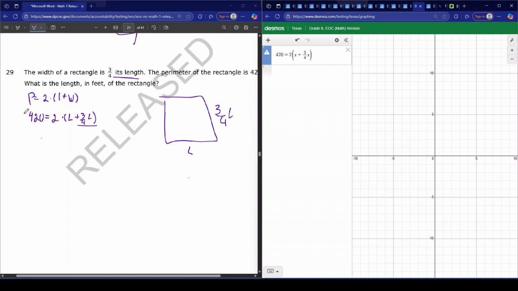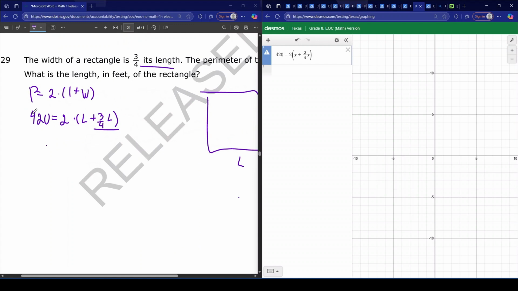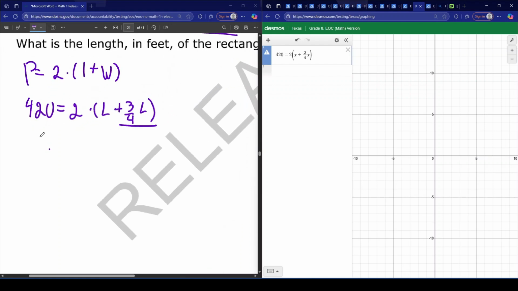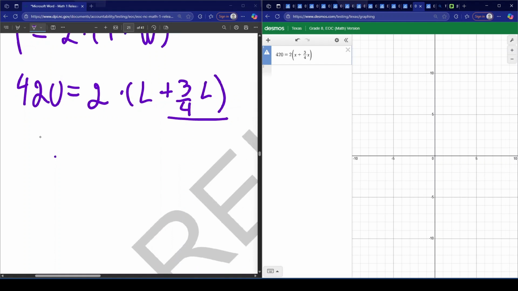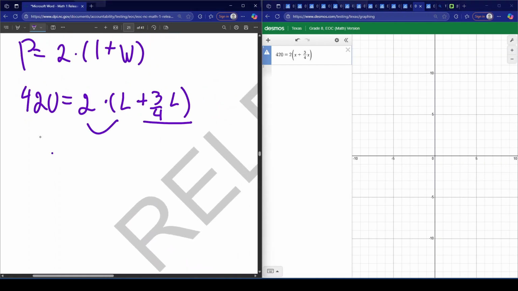And we actually can start solving. 420 is our perimeter, L is the length, plus our width, which is actually 3/4 of its length. So we just replace it like that. But let's actually get to solving. That's 2L plus 2 times 3/4. And if we go over to Desmos and put that in, we get 1.5. Better yet, it's 3/2. And just put our L over here.